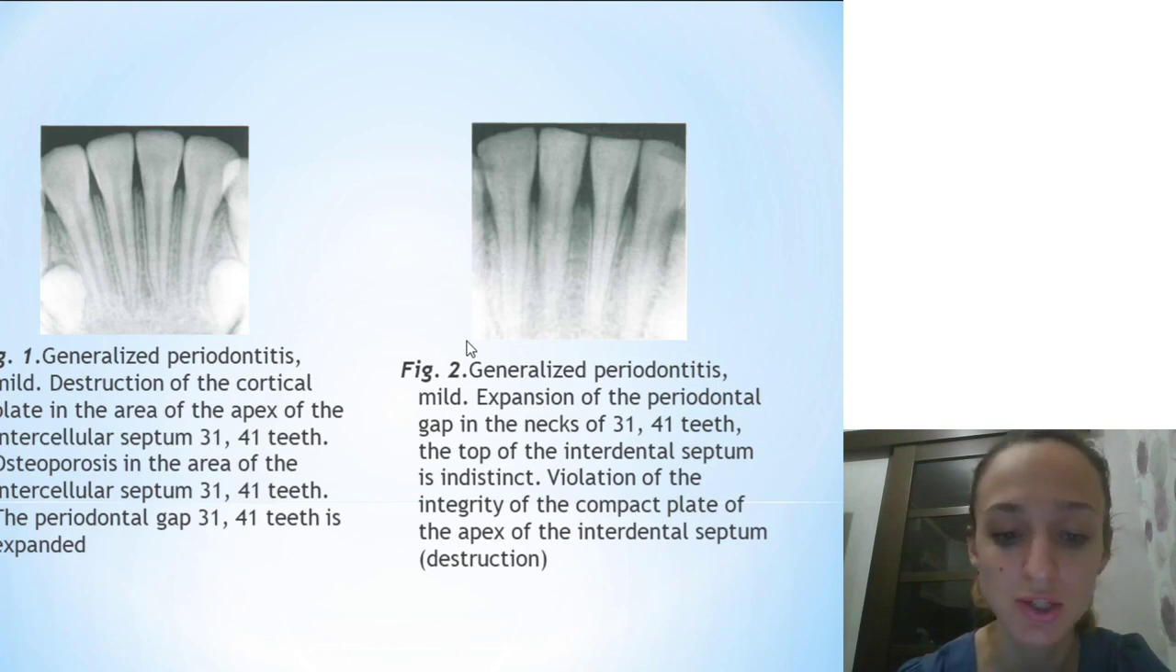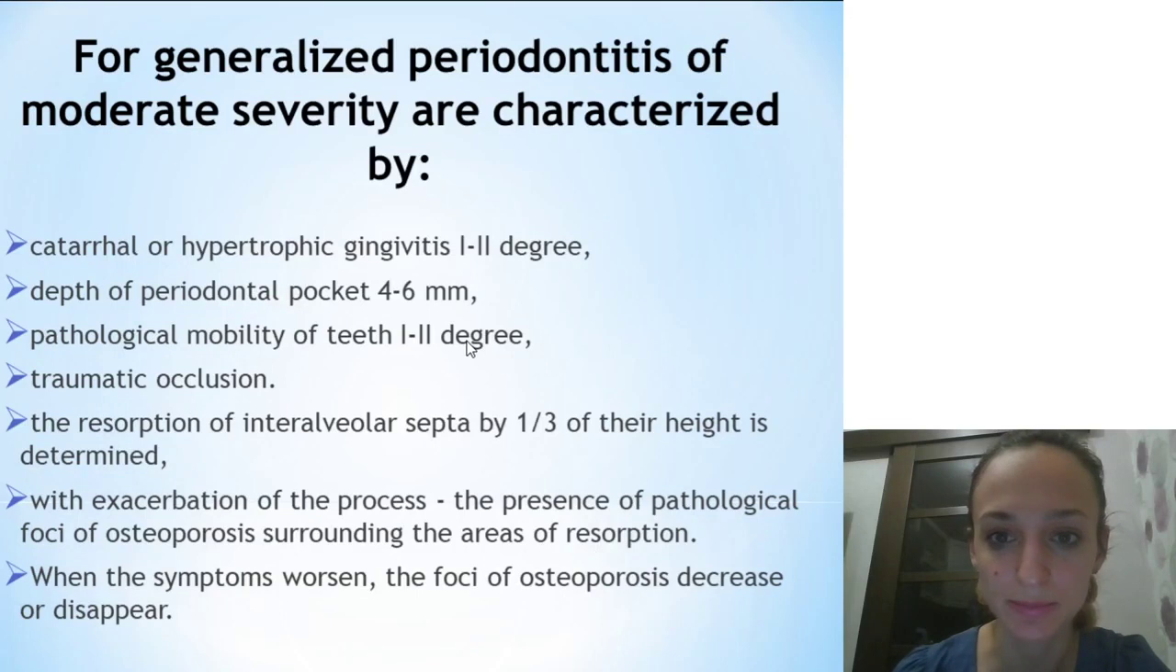Objective examination reveals signs of chronic asymptomatic catarrhal gingivitis. Along with the inflammation of the gingival mucosa, periodontal pockets are diagnosed. Their depth in case of a mild severity degree does not exceed 3 to 3.5 millimeters. Pathological tooth mobility is within 1 millimeter.